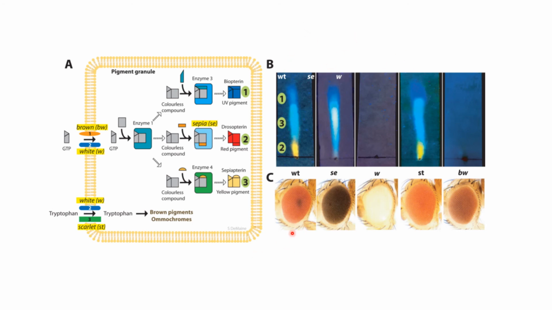So for example, here for the white eye, and let's start with a bluish one here. What you observe here in number 1 and the wild type is this UV pigment. But if you see, in the white gene it is not there, and in the brown it is not there, so it can tell you that maybe these were early in the metabolic pathway.